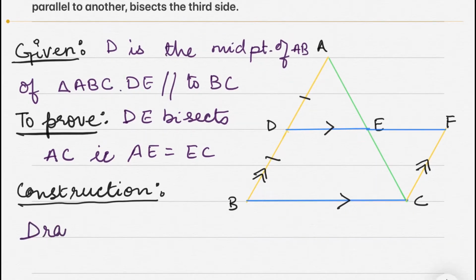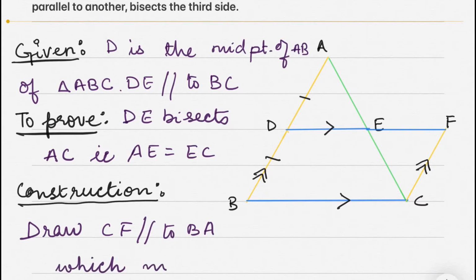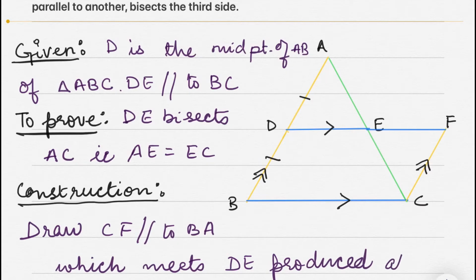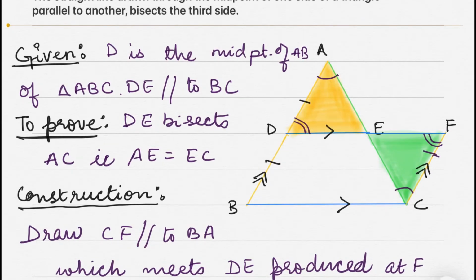Let's write down, draw CF parallel to BA. This we had done in our proving midpoint theorem also. So which meets DE produced at F. Okay guys, so let's understand through this diagram. I have marked everything, and let's see. So we know that BCFD is a parallelogram because both pair of opposite sides are parallel to each other.